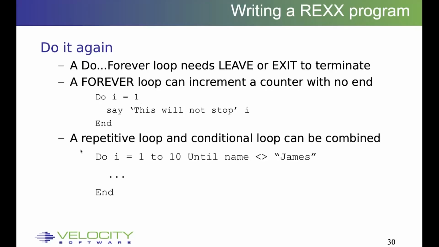A repetitive loop and a conditional loop can be combined. So in this case, we're doing I equals 1 to 10, but we have an additional condition, until name is not equal James. So as we're going through the loop, if the value of name changes to something other than James, then we will terminate the loop at that time.